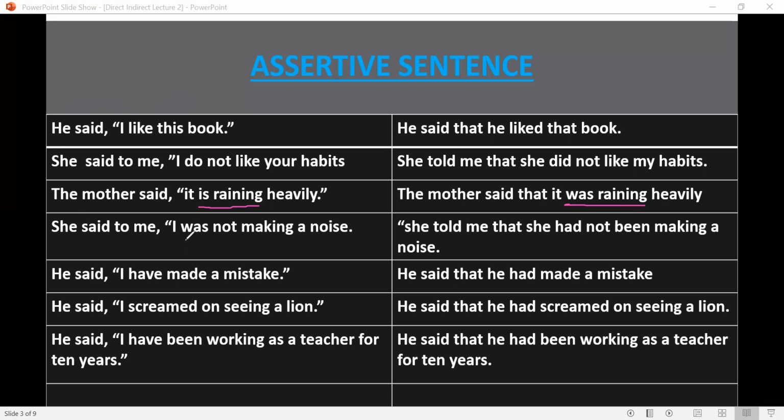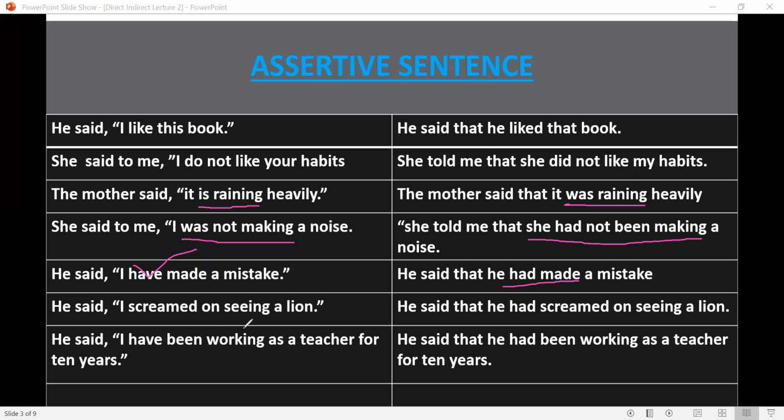She said to me, I was not making a noise. Was not making is past continuous, and it will be changed into past perfect continuous. She told me that she had not been making a noise. He said, I have made a decision. Present perfect will be changed into past perfect. He said, I have made a mistake. He said that he had made a mistake.